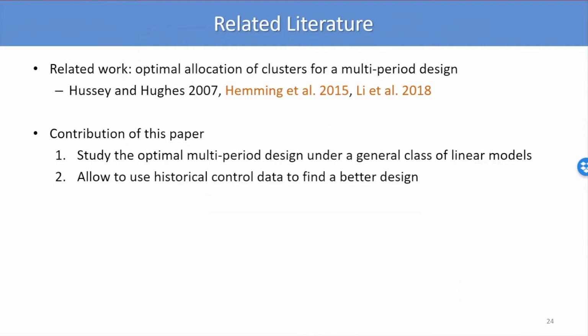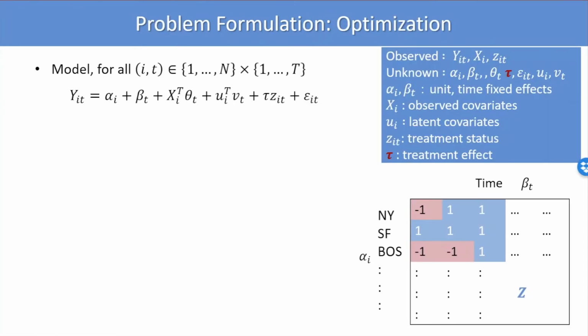So our question is, how do we actually do that? There's a little bit of related work, but actually it surprised me that relatively little attention had been paid to this problem in the past. And so our contribution is to study the optimal multi-period design under a general class of linear models and show how to use historical control data to find a better design.